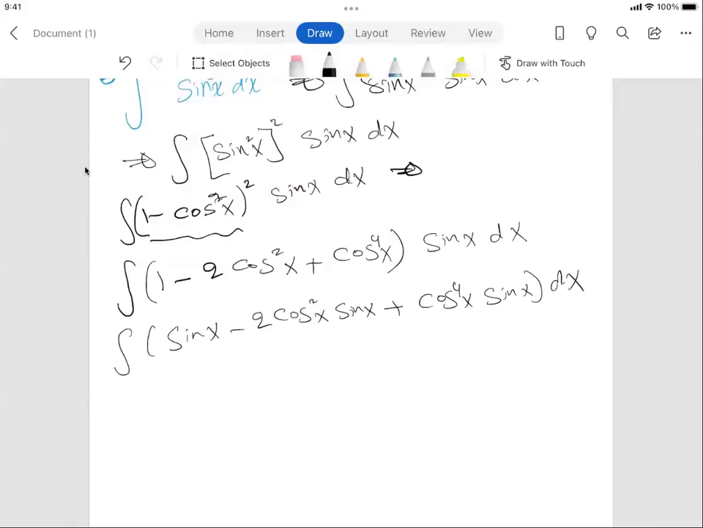So let's take it integral term by term. What is the integral of sine? And then for the next term, we have cosine multiplied by sine. The derivative of cosine is negative sine. And the same thing here, the derivative of cosine is negative sine. So now it is in a form that we can integrate. The integral of sine of x equals negative cosine of x.